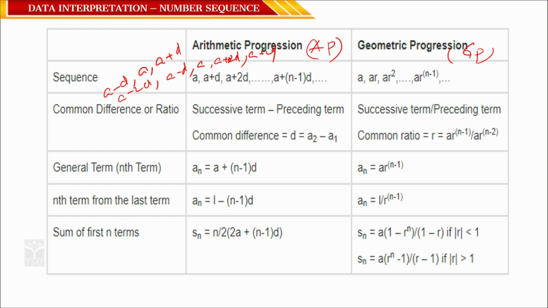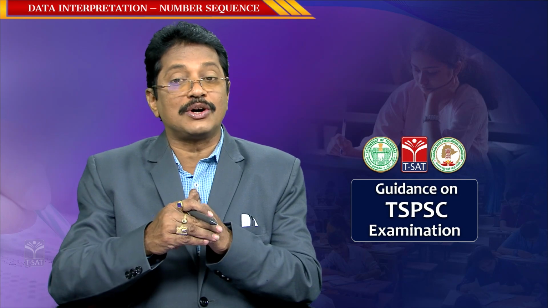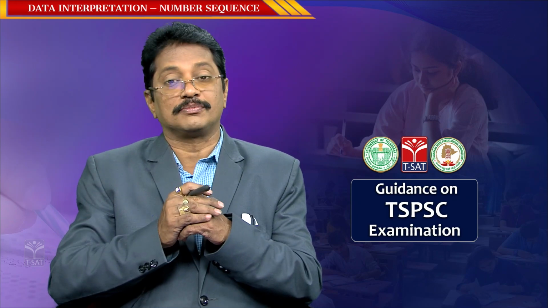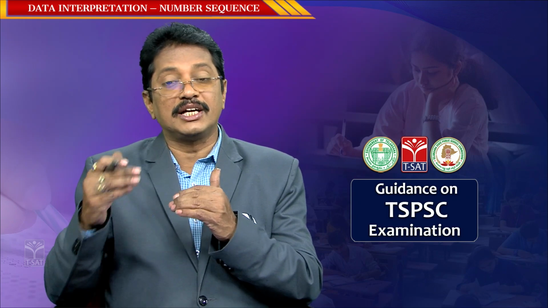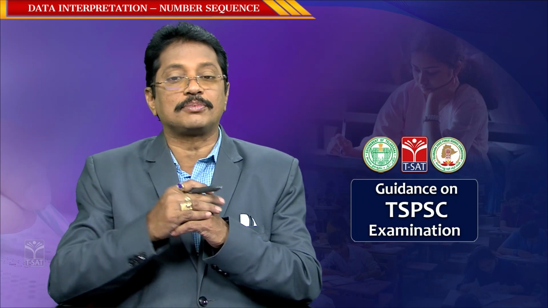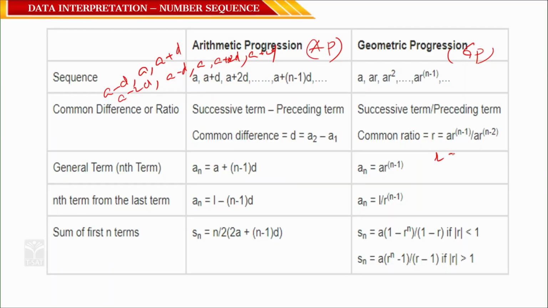And common ratio, in geometric progression we call it a common ratio. Common ratio means it is a ratio of preceding term and successive term. Means if A1, A2, A3 and so on is a geometric progression, then here R is equal to A2 by A1, whereas here D is equal to A2 minus A1. That's the difference between arithmetic progression and geometric progression.